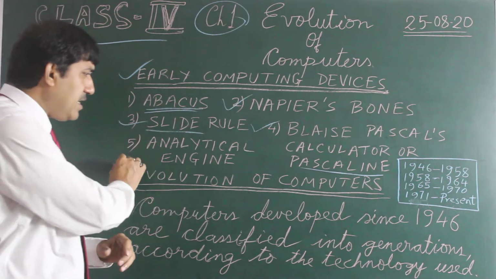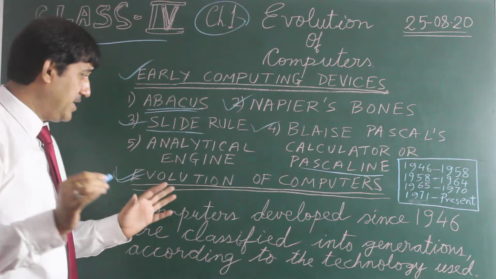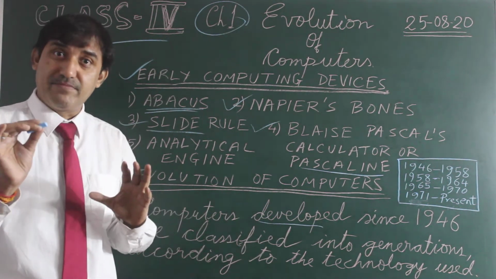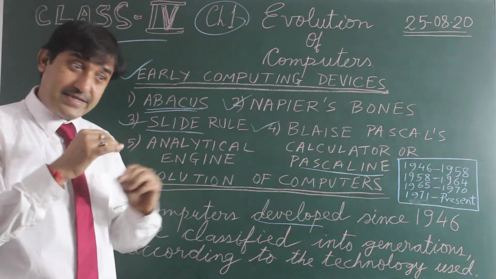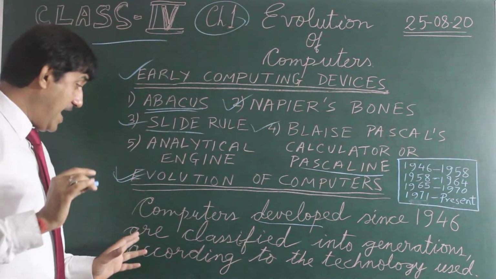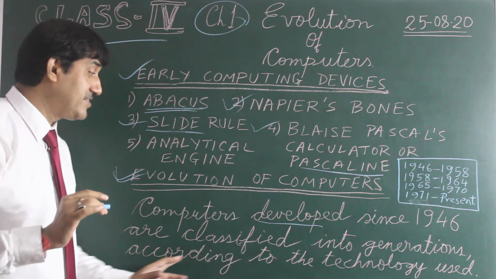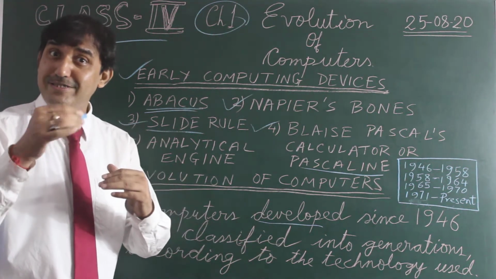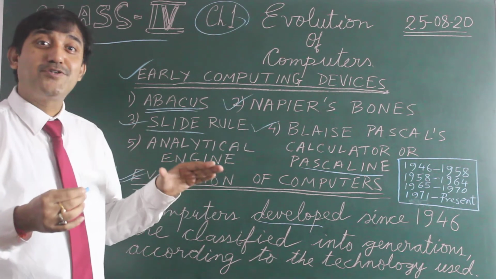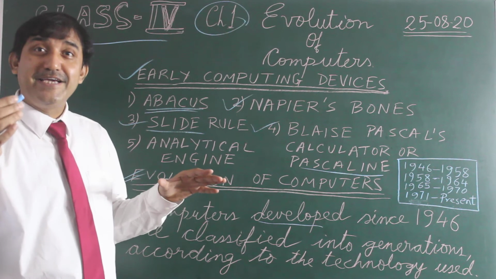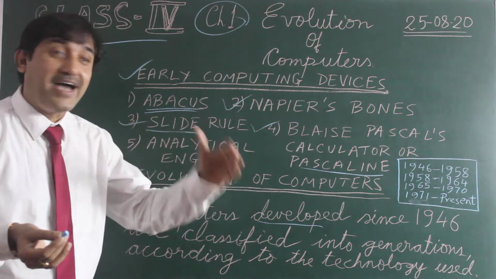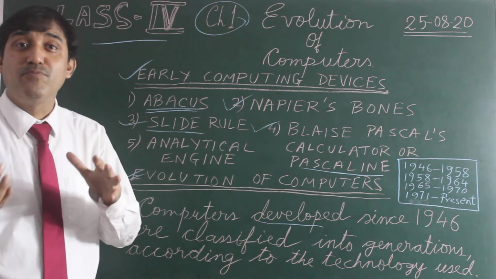Now, in evolution of computers, computers developed. This is very important. Computers developed. It is not at a standstill. It is developing. Developed since 1946. So here is 1946, and computers are classified into generations according to the technology used. Technologies are changing, and now also you find the technologies are changing. Slowly, according to what particular technology is used, we divide them, and so the generations of computers have come.